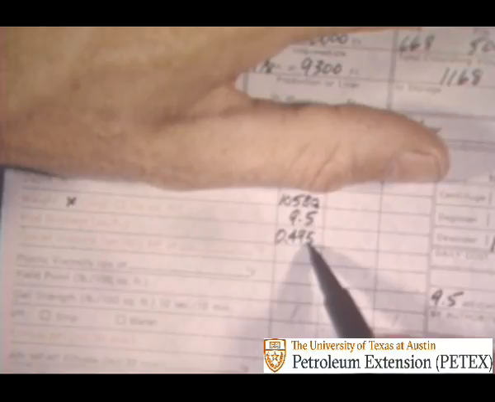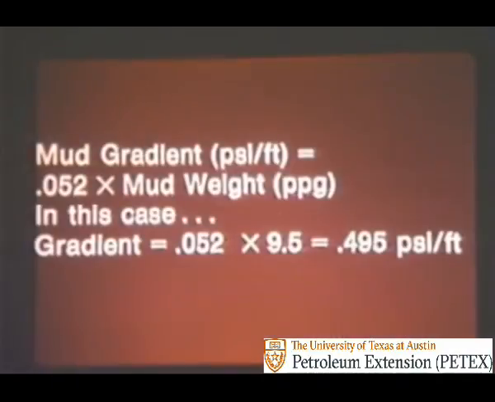Also, he writes down the mud gradient, 0.495 pounds per square inch per foot of depth. The mud gradient is the amount of pressure the mud exerts at different depths in the hole. The mud gradient in psi per foot is equal to 0.052 times the mud weight in pounds per gallon. In this case, the gradient equals 0.052 times 9.5, which equals 0.495 psi per foot.